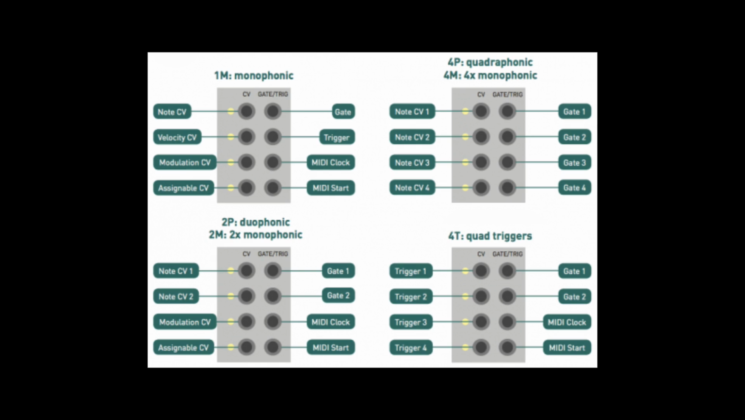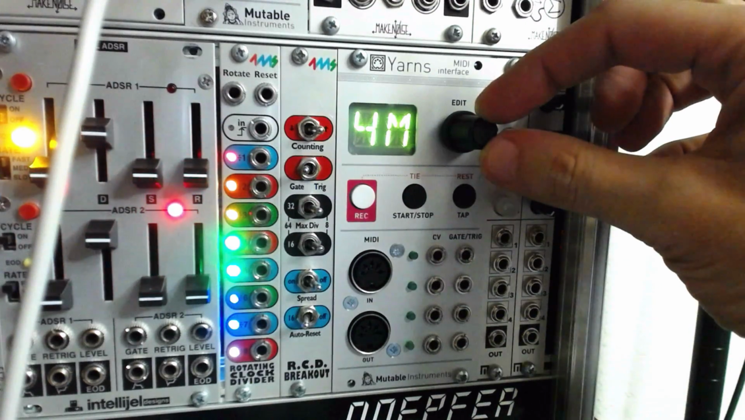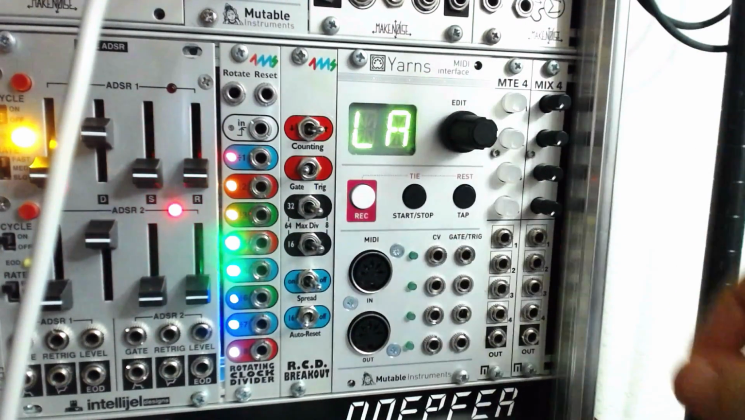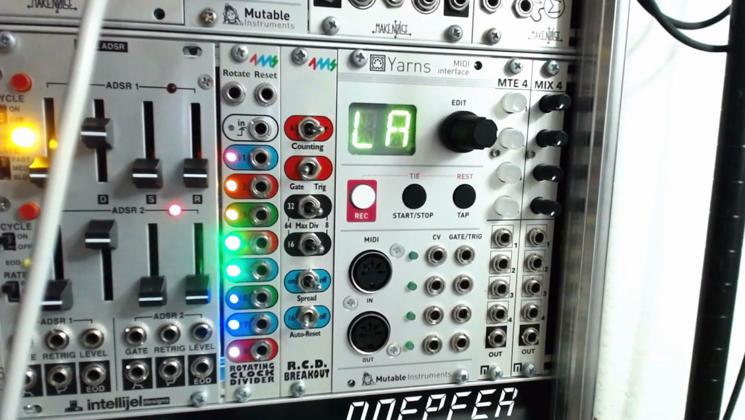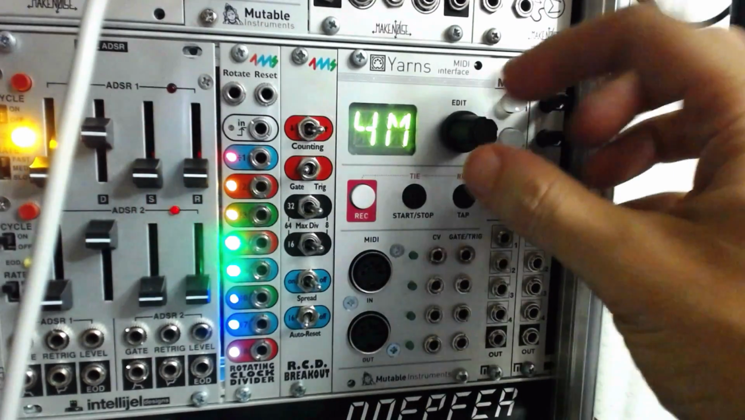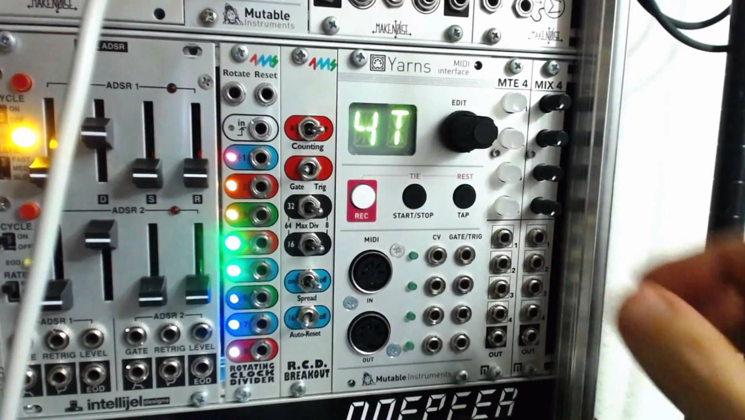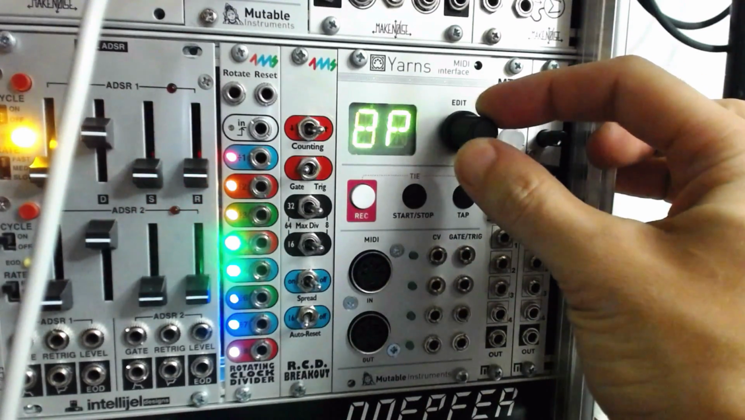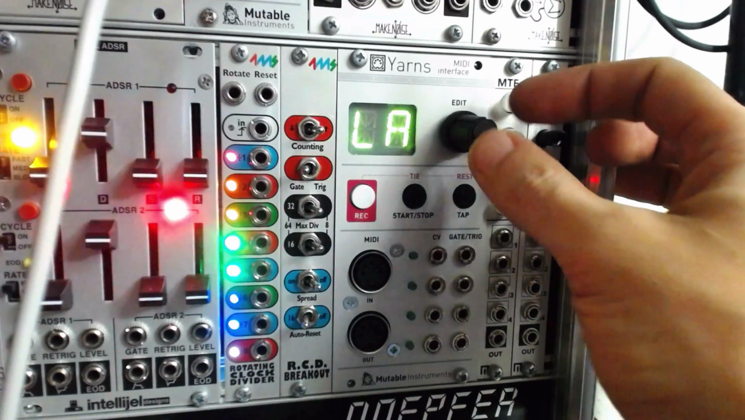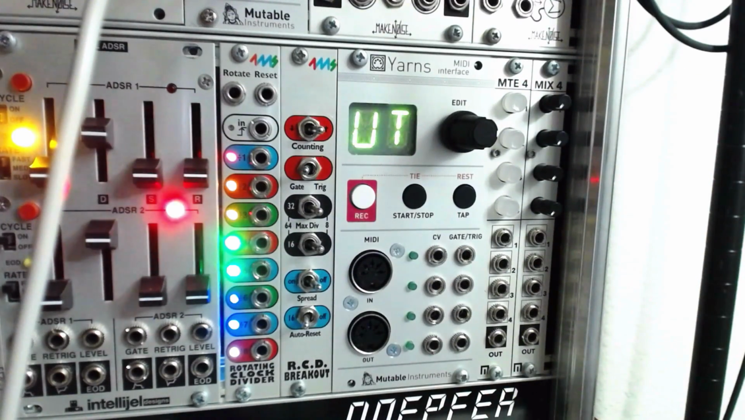Before we generate anything, it makes sense to switch the layout mode from 1M or monophonic mode to 4M or 4 times monophonic mode. This allows us to send separate rhythms to up to 4 different destinations from the 4 gate outputs, accessible via the PA or part page. The 4T or trigger mode will work as well, but the triggers will be sent through the 4 CV outputs instead of the gate outputs.